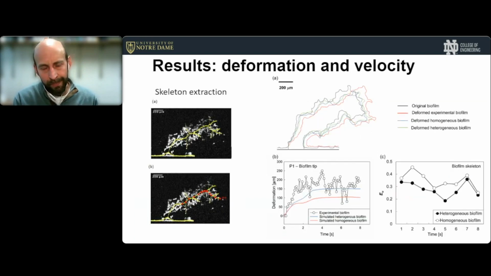And to compare the biofilm OCT image to our experimental image, since there are many different points here, in some cases they come in and out of the focal plane, we used image analysis to create a skeleton and then map the deformation of different points on this skeleton and compared that with the model prediction. And as you can see, this is the experimental data, this is the heterogeneous model, and this is the homogeneous model. You can see the heterogeneous model was able to better predict the deformation of the biofilm.